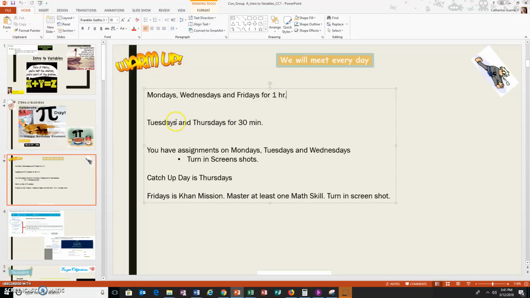And then you are also going to be attending Tuesdays and Thursdays for 30 minutes. You'll be doing work also on worksheets, turning those in. You'll turn them into a Dropbox. That's available. That's there on your assignment. You are going to have assignments Monday, Tuesday, and Wednesdays. And you will have to turn in screenshots from those Khan Academy assignments.